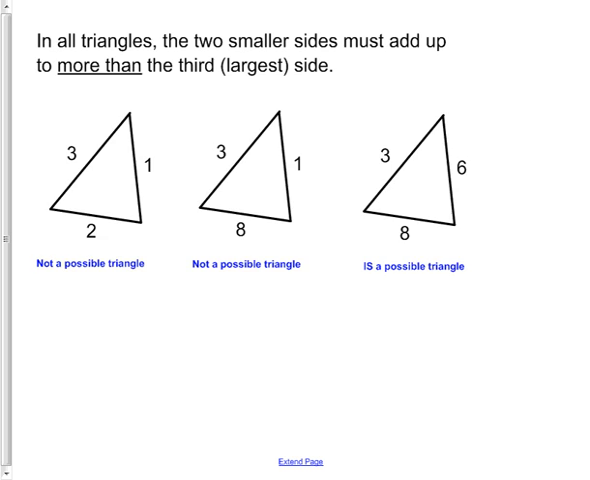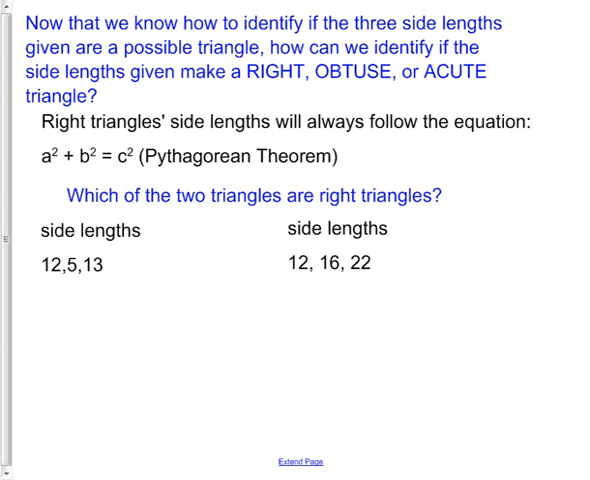Okay. So now that we know how to look at whether these 3 side lengths make a possible triangle, we can identify whether they are right, obtuse, or acute. So right triangles will always follow the equation a squared plus b squared equals c squared. That's the Pythagorean theorem, and we'll look at that in a different video next chapter, in chapter 5. So it says, which of the 2 triangles is a right triangle?